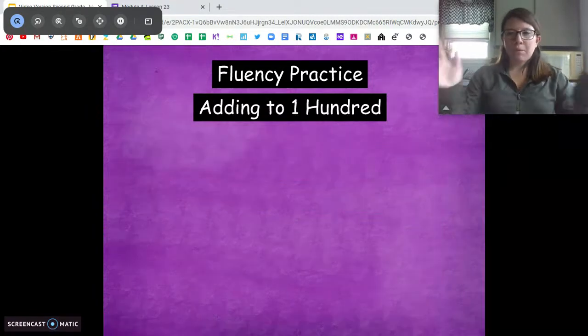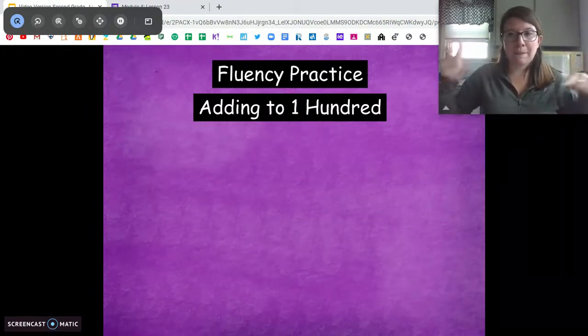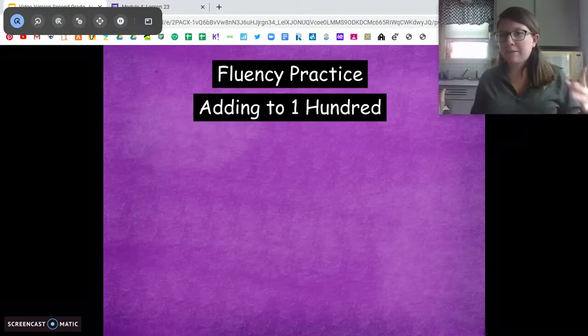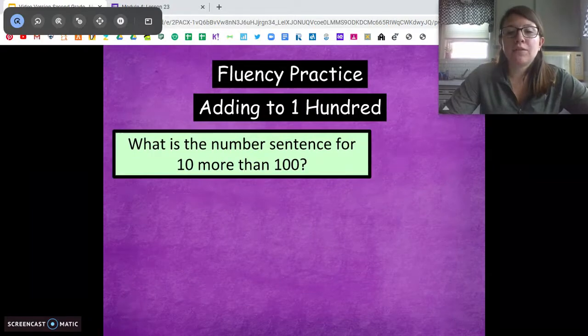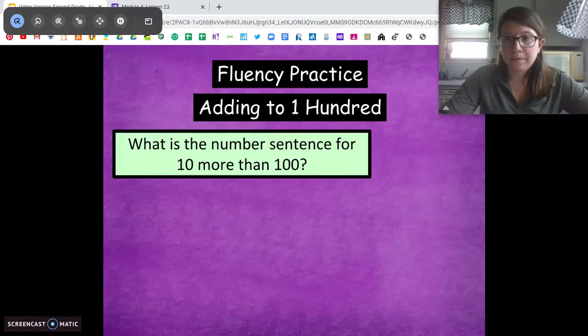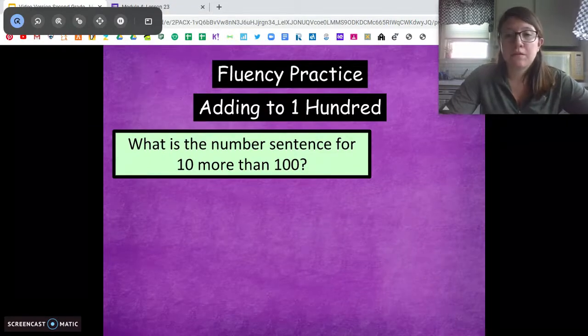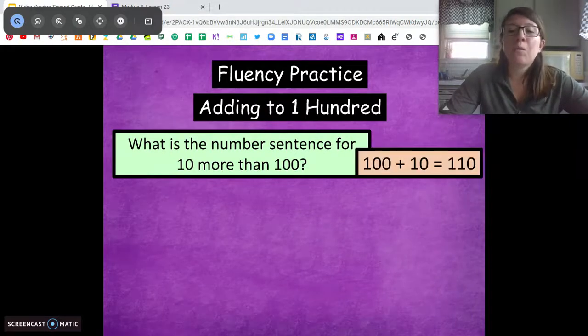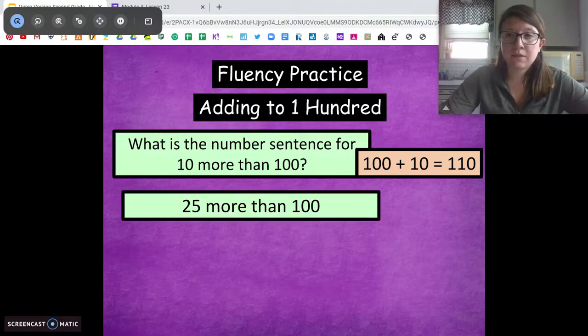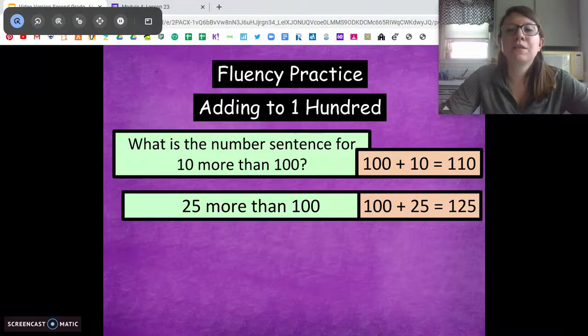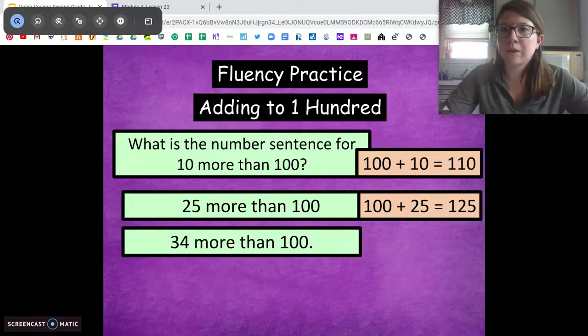Okay. Now, you can put your paper away for right now because we're going to do some mental math just to practice adding within 100. What is the number sentence for 10 more than 100? I want you to tell me in number sentence form. Good. 100 plus 10 is 110. What is 25 more than 100? Tell me that number sentence. Good. 100 plus 25 equals 125.